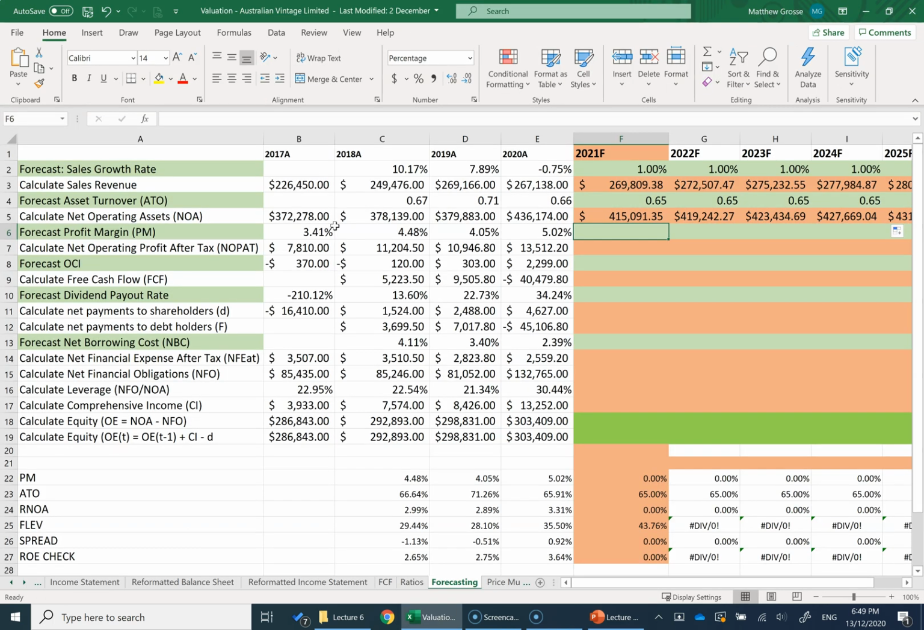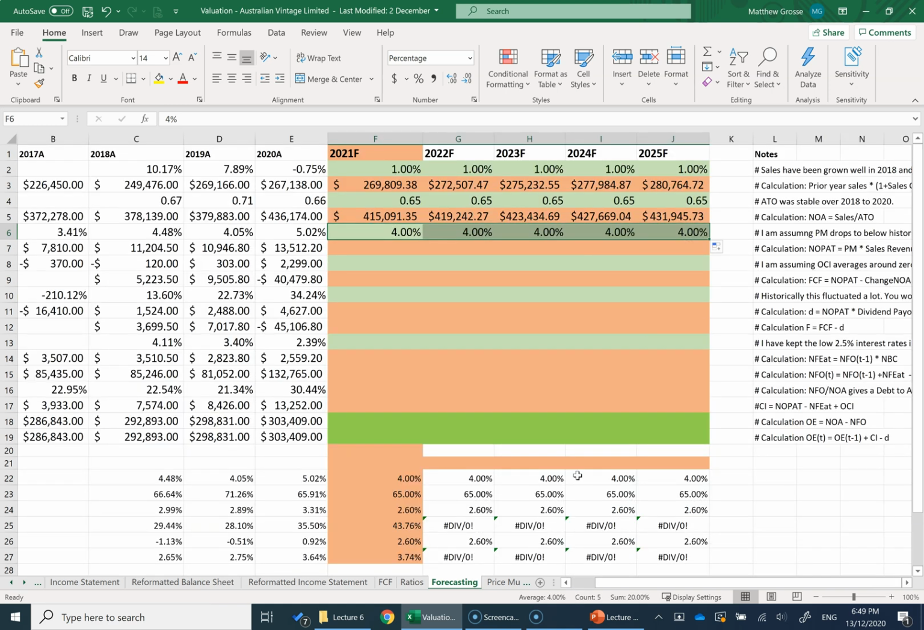So after looking at my profit margin the last few years, I'm going to be conservative and I think it's going to stay around the 4% level. Okay, so that's the forecast that I am making up. And I'm going to drag that and assume it's consistent for the next few years.